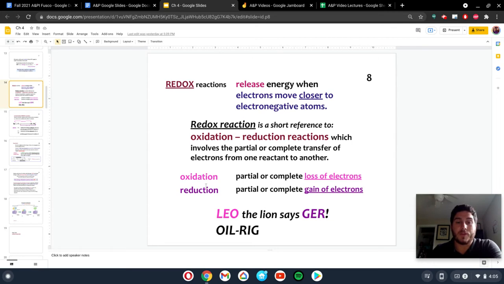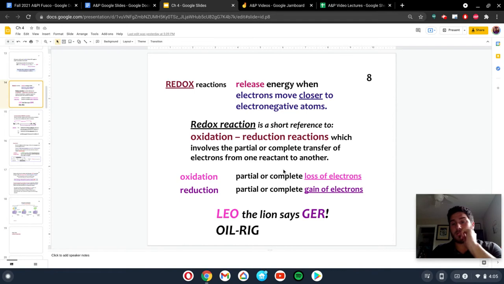Oxidation and reduction are opposites. Oxidation is the partial or complete loss of electrons, whereas reduction is the opposite. It is the partial or complete gain of electrons. So in a redox reaction, whenever something is being oxidized, something else is being reduced.